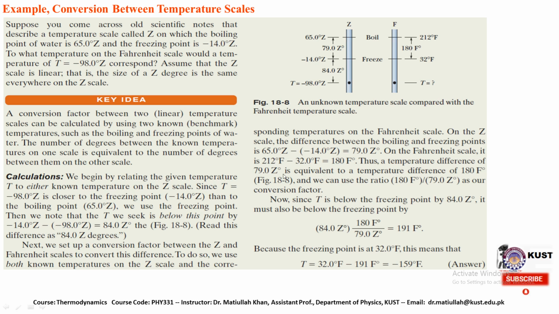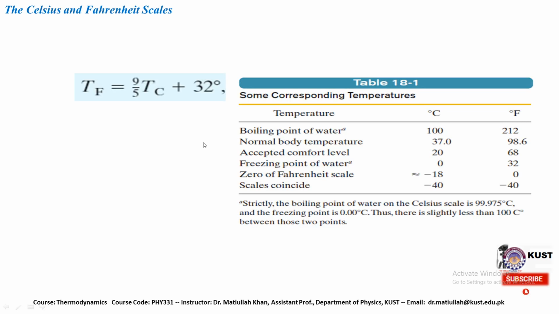So what happens when the temperature is below the freezing point by 84.0 degrees Z? It must be below the freezing point. We can use this equation to find out the temperature in Fahrenheit. One temperature is given, and we can use the linear equation to convert it. We use the simple equation mentioned here to convert the temperature.